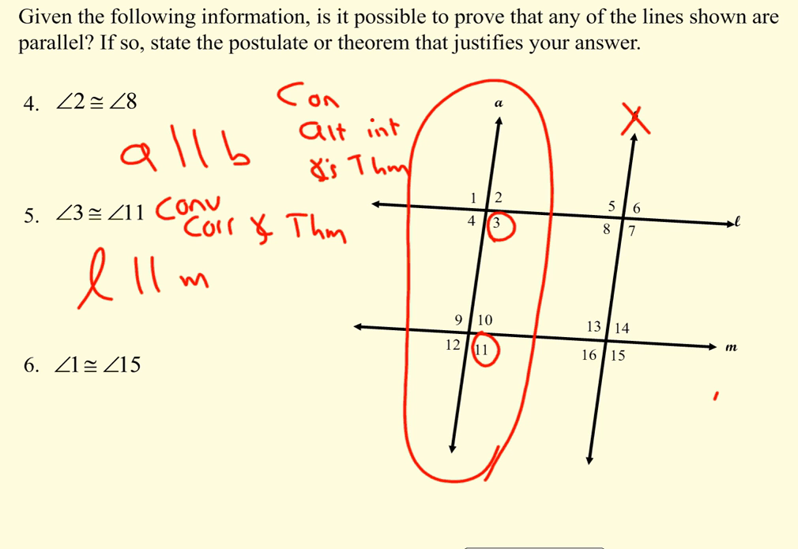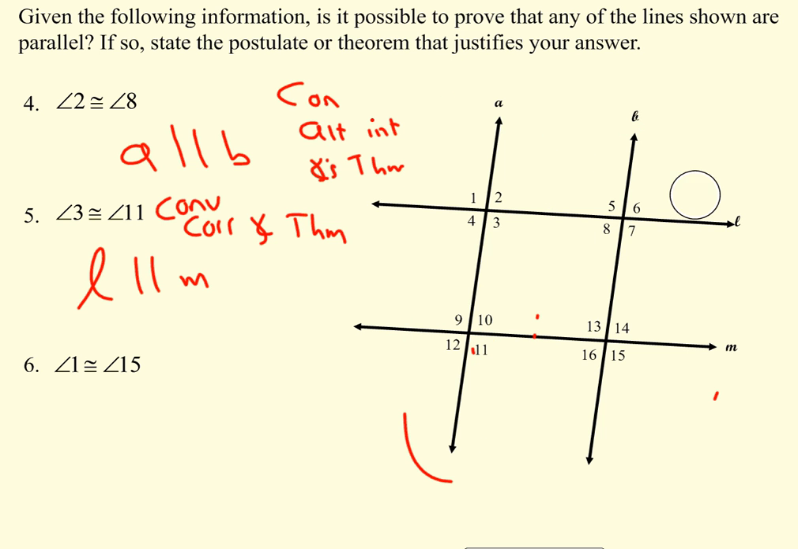Number 6. Well, let's get rid of this. For number 6, switch colors here, angle 1 and angle 15. Everybody tries to swear up and down that those two are alternate exterior angles. No. 1 and 11 would be alternate exterior angles. 15 and 5 would be alternate exterior angles. 15 and 9 would be alternate exterior angles. 1 and 7 would be alternate exterior angles.